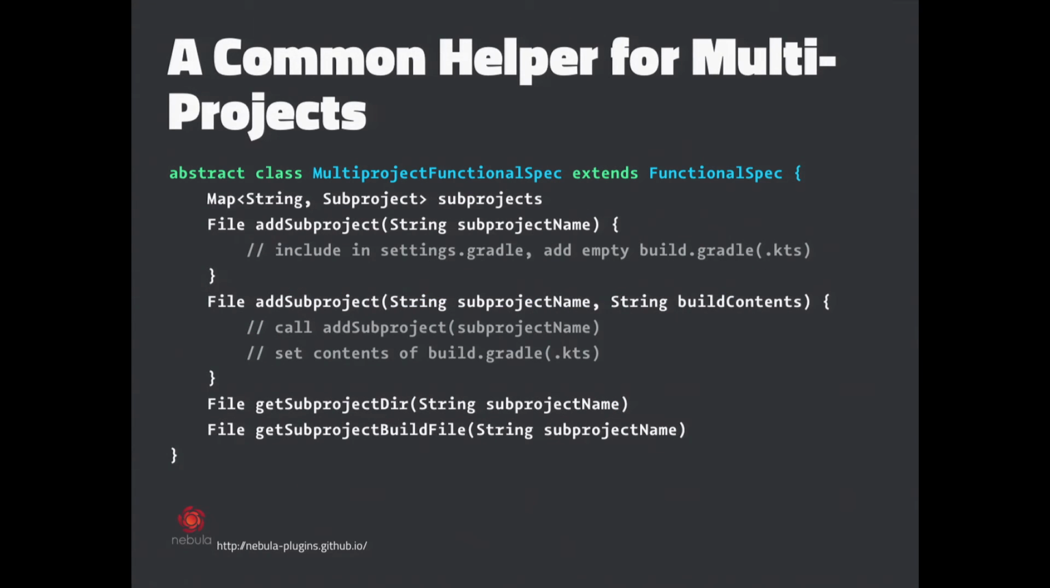And then also add a multi-project functional spec, so make it easy to add the various sub-projects and then find where that build.gradle is, where that directory is going to be. Because most of the time, I don't need to go in the settings.gradle and include this. I just give me that directory so I can drop in some source files or some things like that.